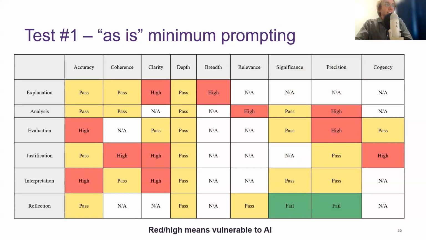So this is what it looks like, just broadly speaking. And I know there's a lot going on here, but basically it's really good at being clear about things, especially when it comes to justifying and explaining, but really poor at reflecting on what's important to it in detail. So depth tended to be something it was mediocre at.